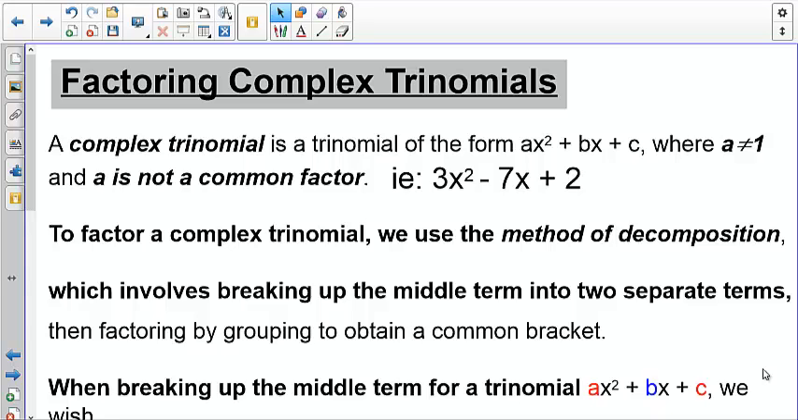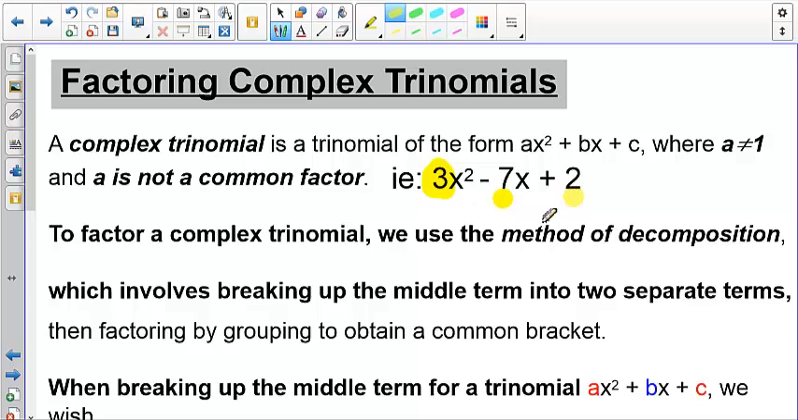A complex trinomial, just so that we can define it, is not a simple trinomial because of that number in front, that lead coefficient, is not a common factor. So we can't common factor the 3 out of the 7 or the 2 because it's not a common factor. We can't easily get rid of it. So it's complex by definition.